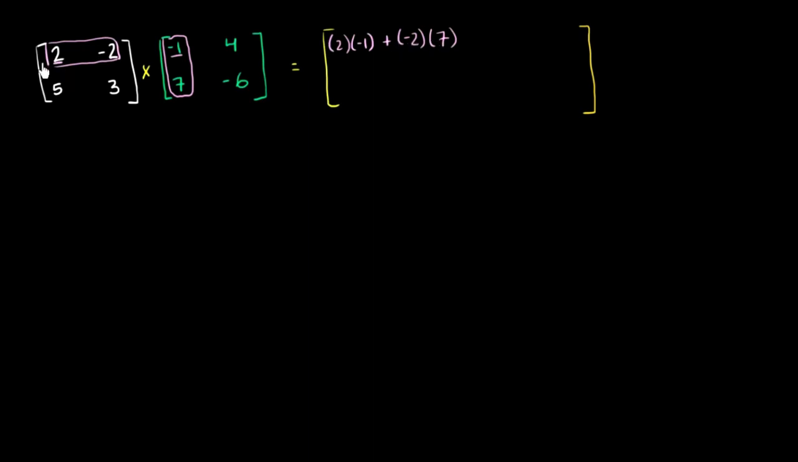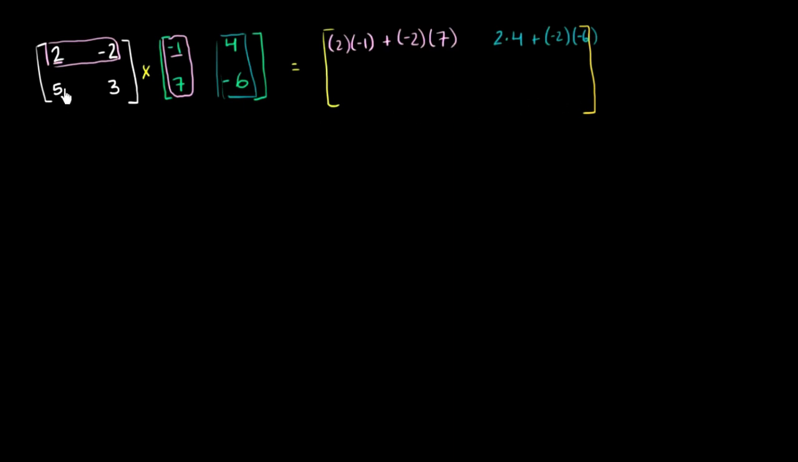But let's think about the other ones. To get this entry right over here, we're going to take the first row from this matrix and the second column from this matrix. That kind of makes sense because we're still in the first row, but we're in the second column of the first row right here. First row, second column. So it's going to be 2 times 4 plus -2 times -6. At this point, I encourage you to pause the video and see if you can figure out the bottom left entry and the bottom right entry.